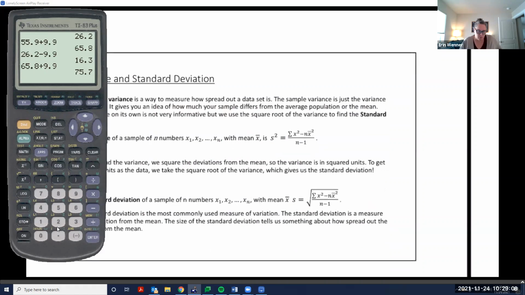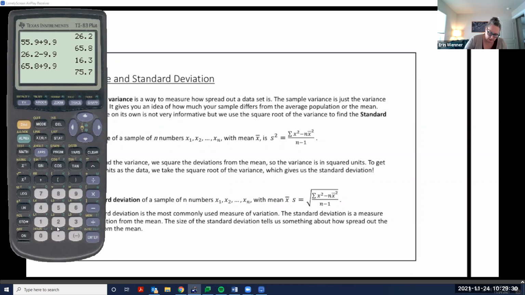So sample variance is a way to measure how spread out the data is. The sample variance is just the variance in the sample. It gives you an idea of how much your sample differs from the average population or the mean. The variance on its own is not very informative, but we use the square root of the variance to find the standard deviation.